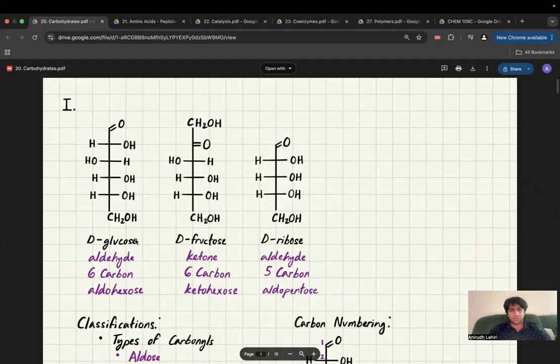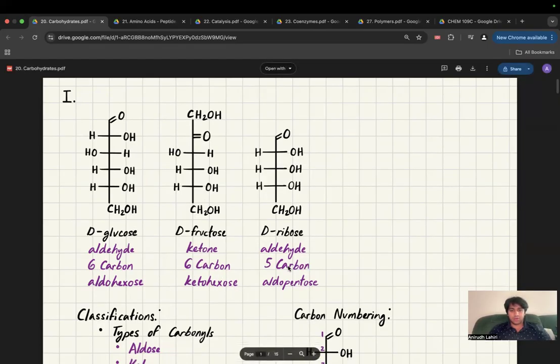So these are three example sugars: D-glucose, D-fructose, and D-ribose. This is something called an aldehyde, right? Whenever we have a carbonyl O with an H, that's an aldehyde. Therefore, we call it an aldo. Six carbons, one, two, three, four, five, six: hexose. Aldohexose. Ketone here, carbonyl O, C, C, six carbons: keto-hexose. And as we would expect, aldehyde, five carbons: aldopentose.